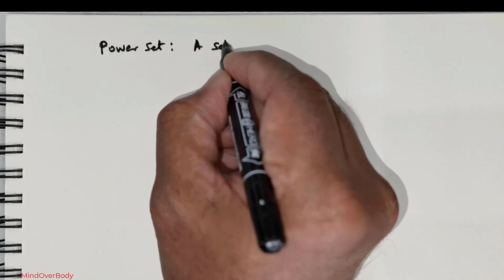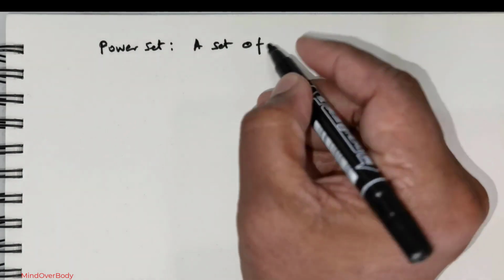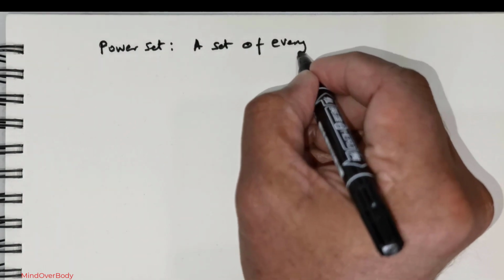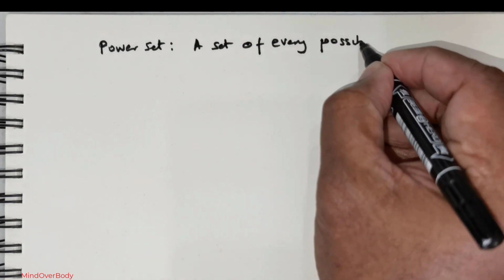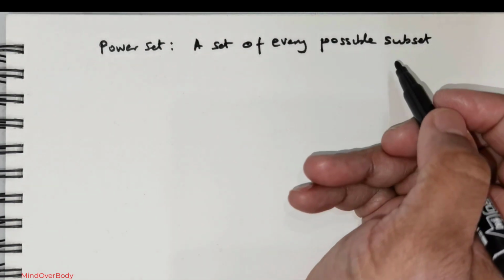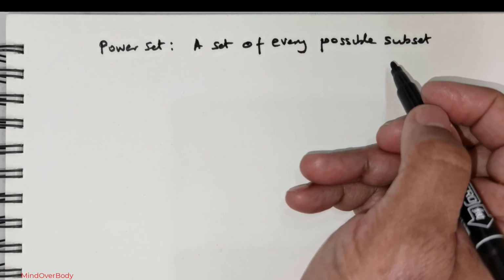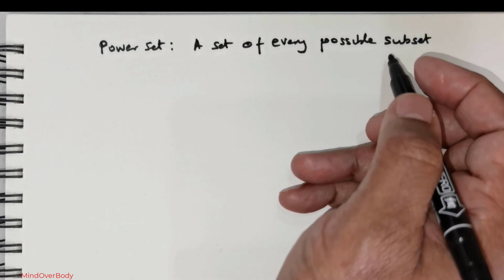A set that contains every possible subset, right? A set of every possible subset. So we will have to see illustrations for this to have a better understanding.